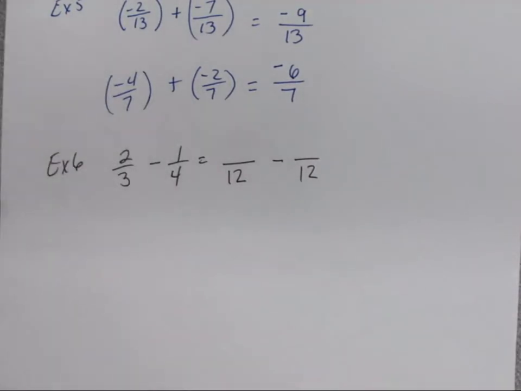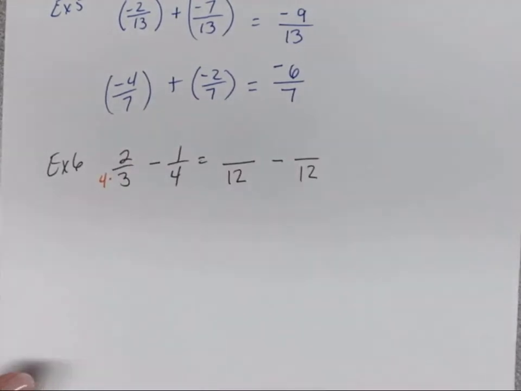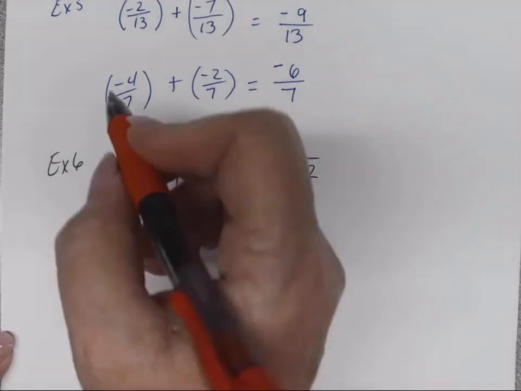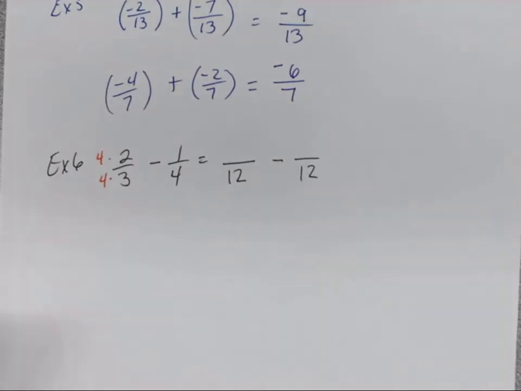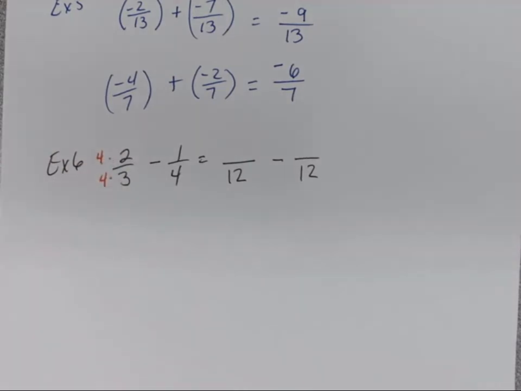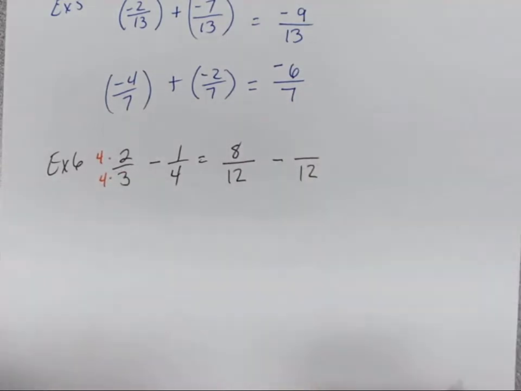Now what we have to figure out is what did we multiply 3 by to get to 12? Well, I multiplied the 3 by 4 to get to 12. So whatever I do to the bottom of the fraction, I have to do to the top. Or whatever we do to the denominator, we have to do to the numerator. Either way you want to look at it. So 4 times 2 will get me 8.